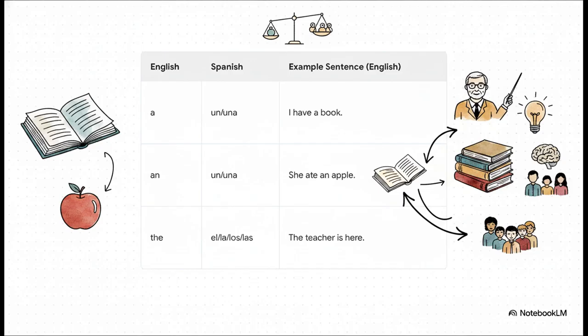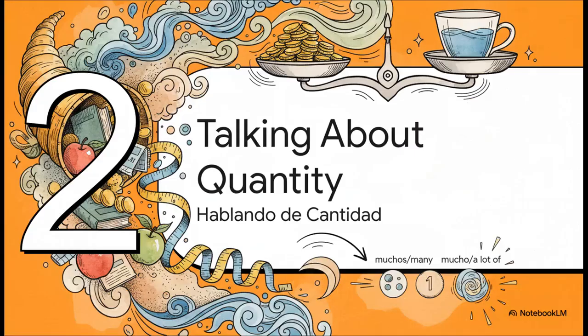In English, it's just "the" for all of them. The teacher, the books, the house, the ideas. One word does all that work. So hey, in this one area, English is actually simpler. Okay, now that we've got the basics down, let's build on that.